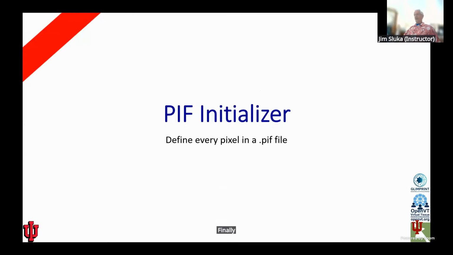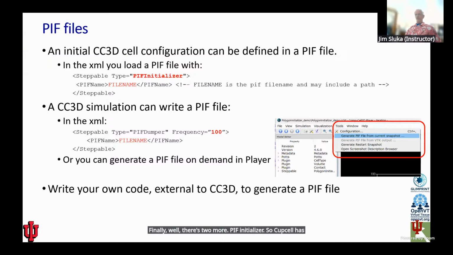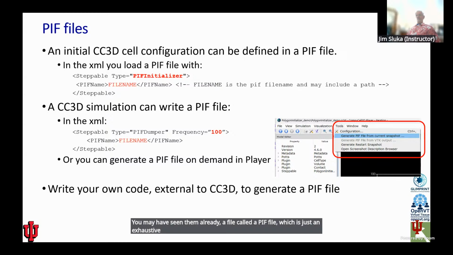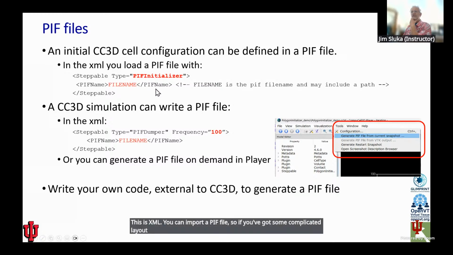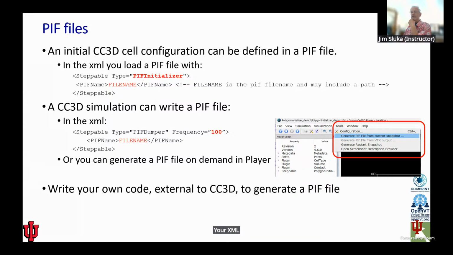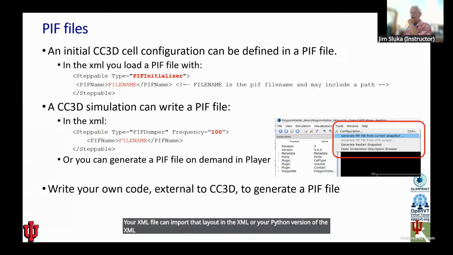Finally, there are two more PIF initializers. CompuCell has, as you may have seen already, a file called a PIF file, which is just an exhaustive listing of what every pixel in the simulation is at a particular point in time. In a Steppable, this is XML. You can import a PIF file. So if you've got some complicated layout, your XML file, or your Python version of the XML, can import that layout to get your starting configuration.